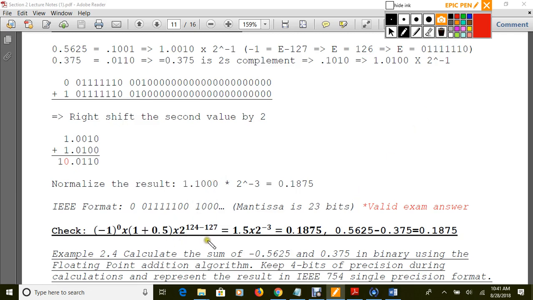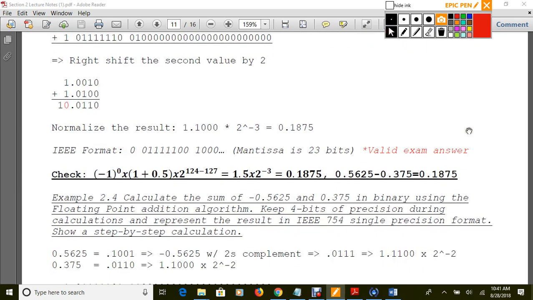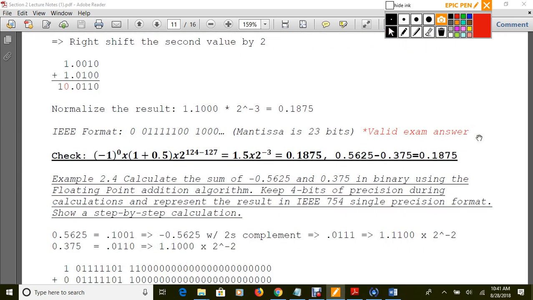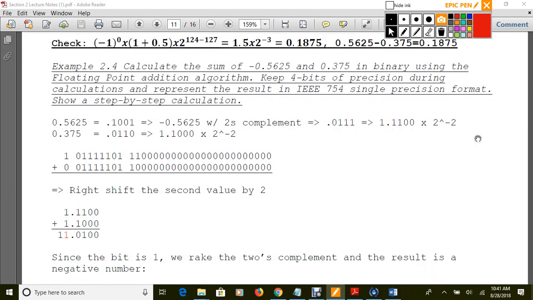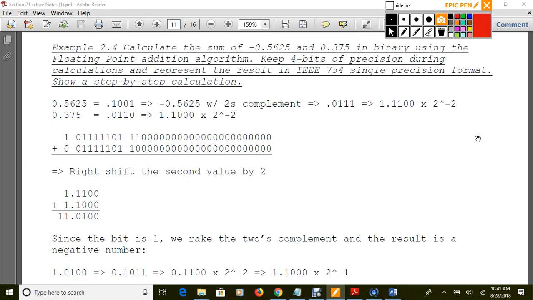And then likewise, we go back through. 1.5 times 2 to the negative 3 is 0.8175. 0.5625 minus 0.375 is 0.8175. So it works. And then likewise, 2.4. I'm going to go back through and I'll scroll back through to answer any questions after this about 2.3 and 2.4. Likewise, we have the same problem except it's negative 0.5625 and positive 0.375.